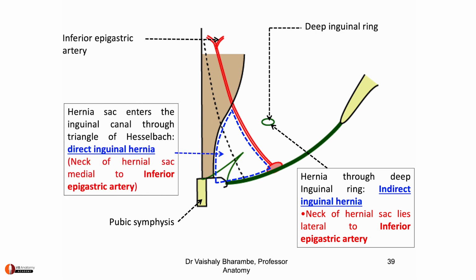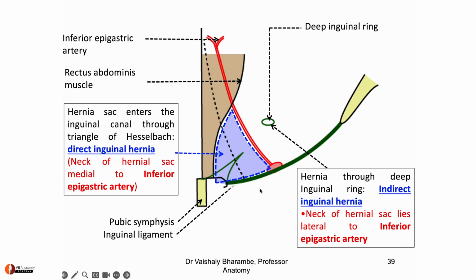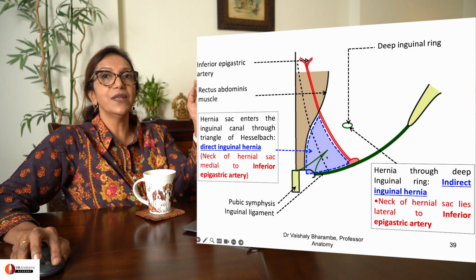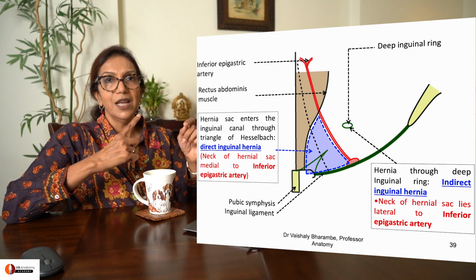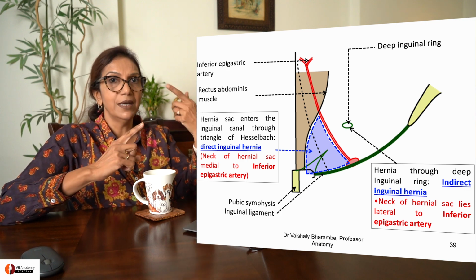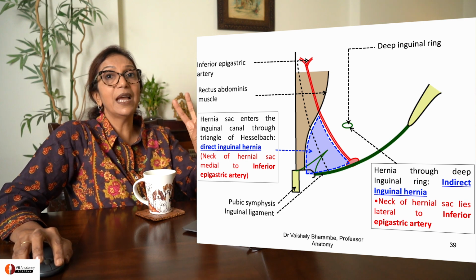Two. Here you can see a triangle formed here, right? This triangle is formed by lateral border of rectus abdominis muscle, inferior epigastric artery, and the pubic and the inguinal ligament. This is the triangle. If a hernia passes directly forwards through this triangle called the Hesselbach triangle, then it's called as direct inguinal hernia. This will always lie medial to the inferior epigastric artery. So you have an artery. If the hernia lies lateral to it, it is indirect. If the hernia lies medial to it, it is direct. So these are types of hernia.